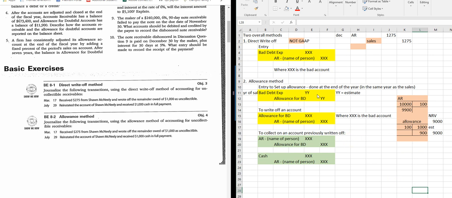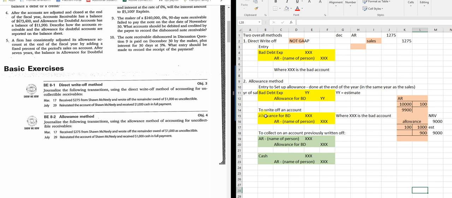So the estimate is in this entry. Make sure you know that. This is the estimate. Always the estimate. So if you see something like estimate or something that implies the word estimate, that's this debit, this credit. Always. And when you write off an account, you're always crediting accounts receivable.